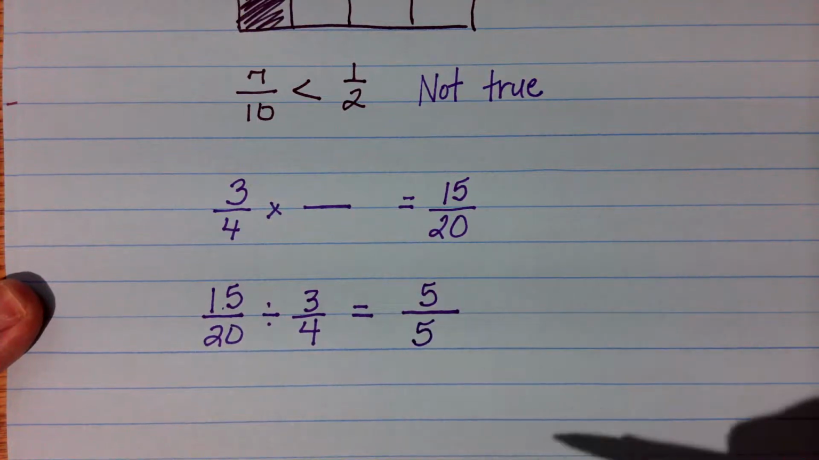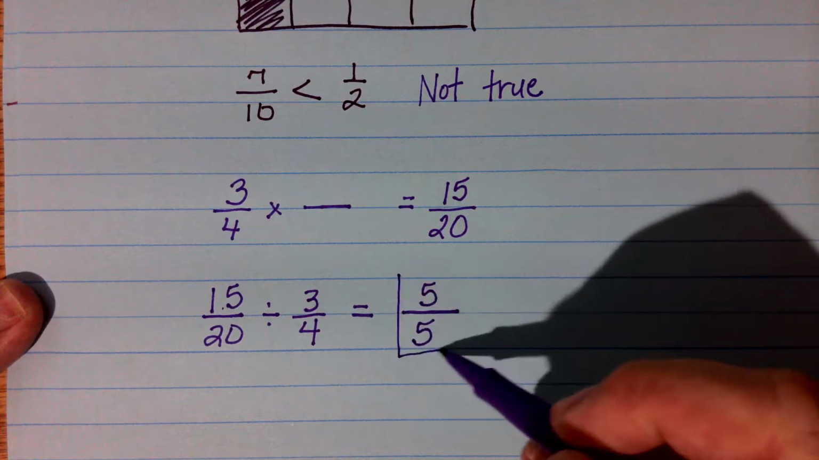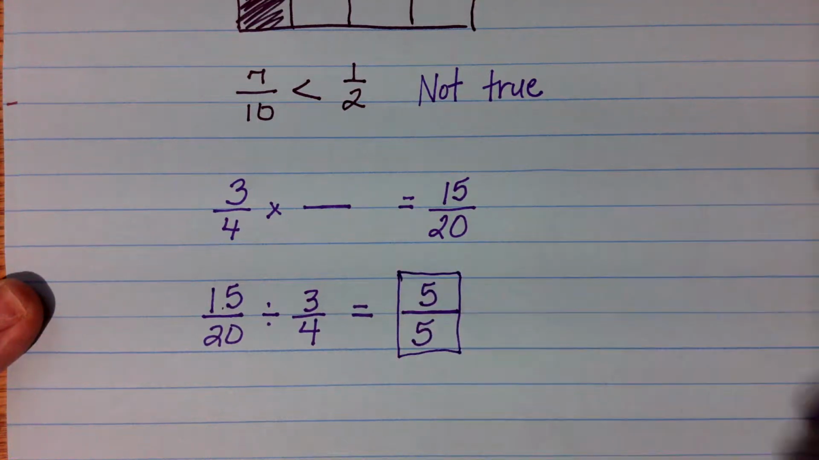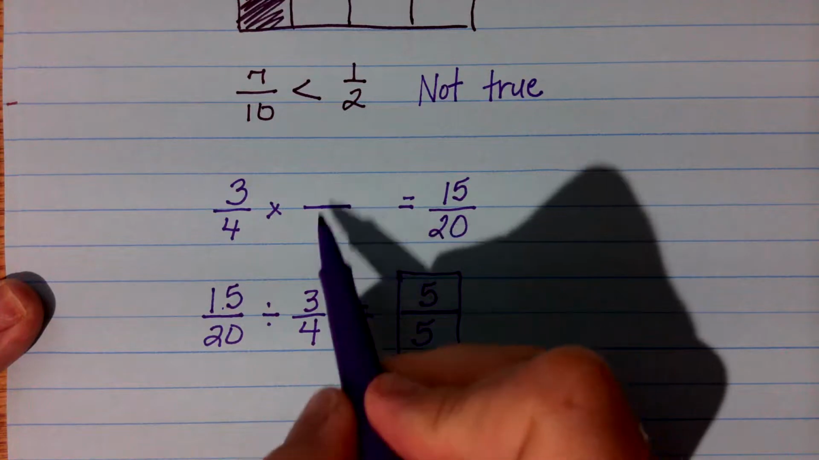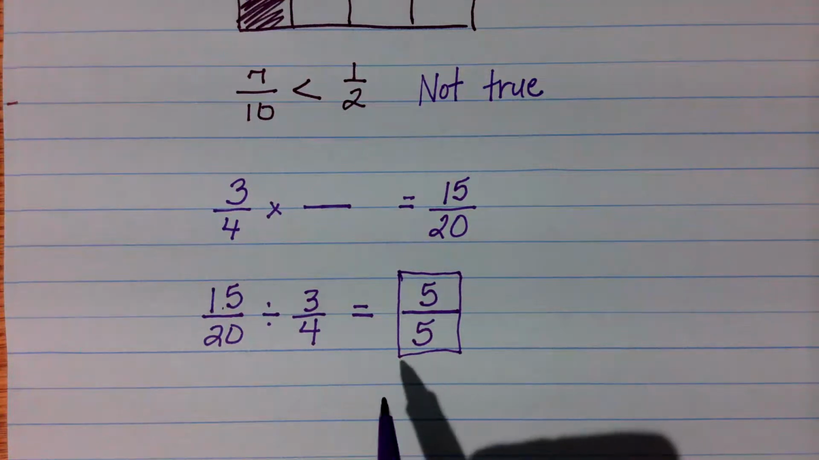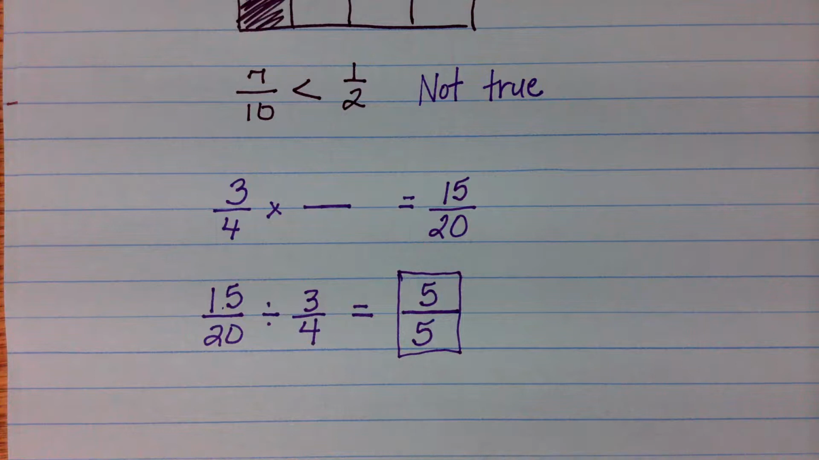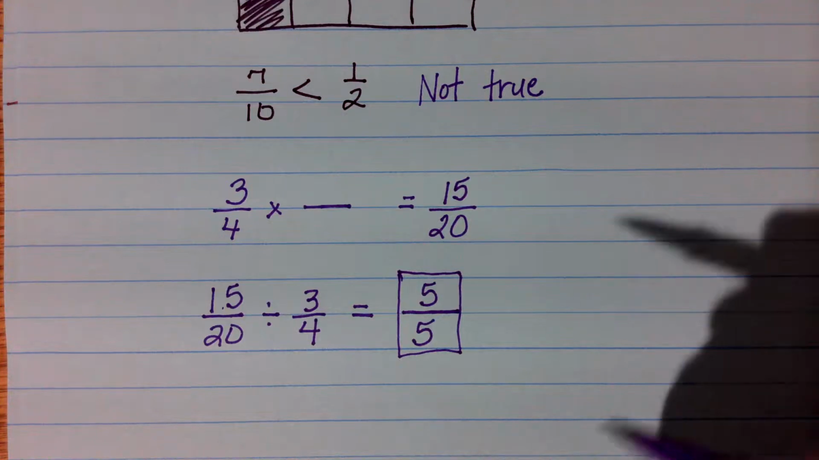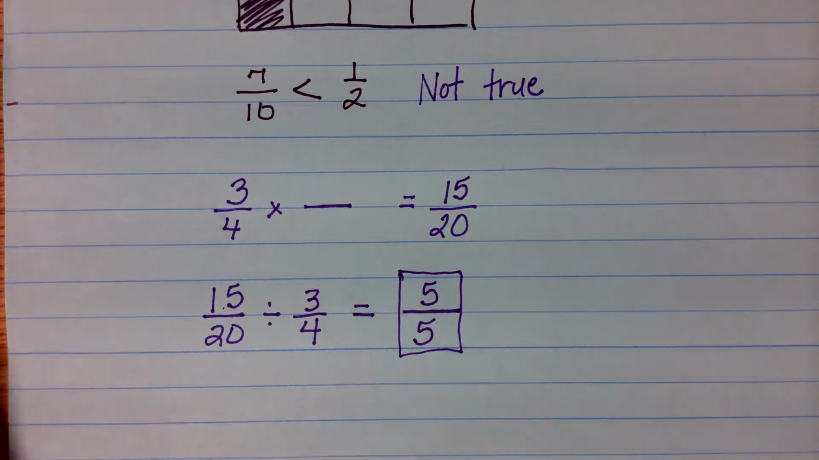Remember that you are going to get something that is equivalent to 1. So it will be the two same numbers. When you are asked to find an equivalent fraction that makes the equation true, you're going to be looking for a whole number that's represented with the same numerator and the same denominator.